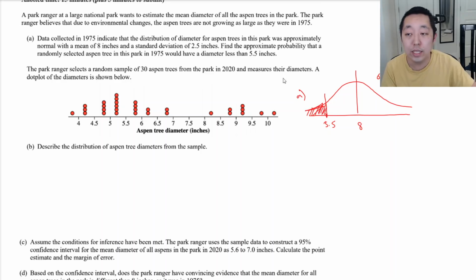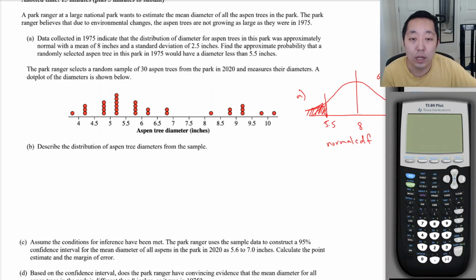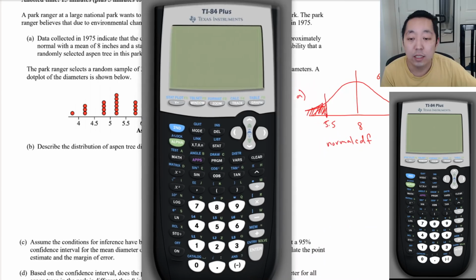Now there are two ways to calculate this area. The most common way is to use a graphing calculator. You can also use a table. But I would prefer to say, okay, I'm going to use normalcdf. And the way normalcdf works is it is designed for this exact process.